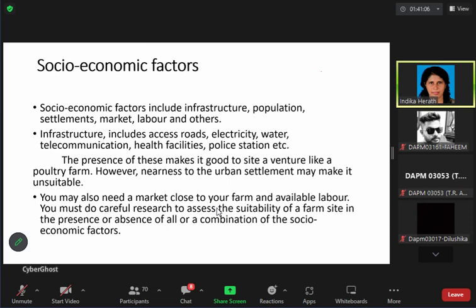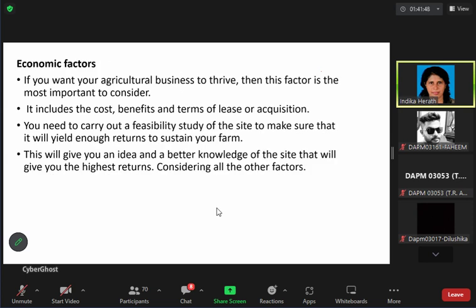So we think about that, and then we can select a land which is most suitable depending upon the other infrastructure available. You may also need a market close by for your farm products to be sold, and also the labor availability, right? So whether there is enough labor available. Those kinds of things, right?